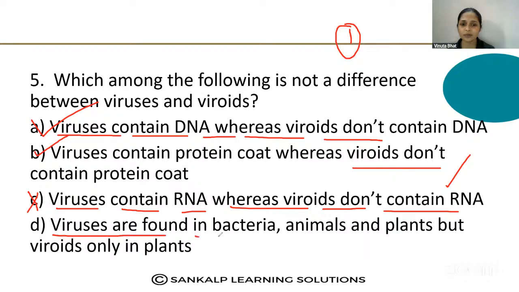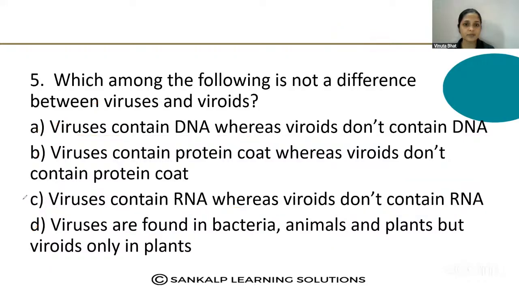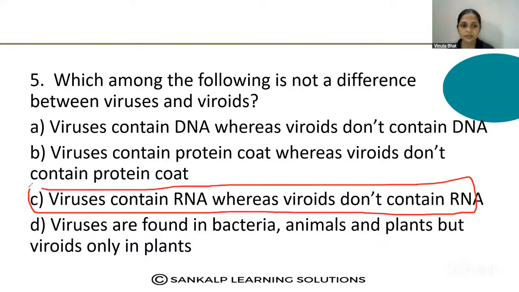Viruses are found in bacteria, animals and plants, but viroids only in plants. So that is also a correct statement here. Which one is not a difference between virus and viroids? That is option C, that is, viruses contain RNA and viroids also contain the RNA.